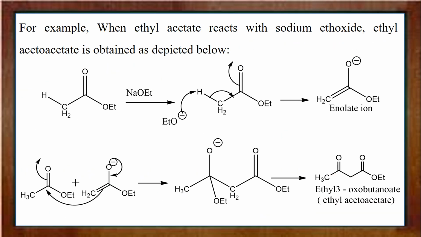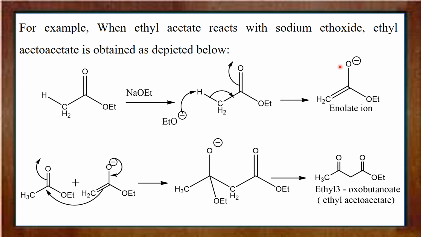To explain the mechanism of Claisen condensation, I have taken ethyl acetate as an example. One molecule of ethyl acetate reacts with sodium ethoxide base. So with ethyl acetate we add sodium alkoxide base. The alkoxide base removes the most acidic hydrogen from the alpha carbon. So ethoxide removes the most acidic hydrogen, resulting in the formation of enolate ion.